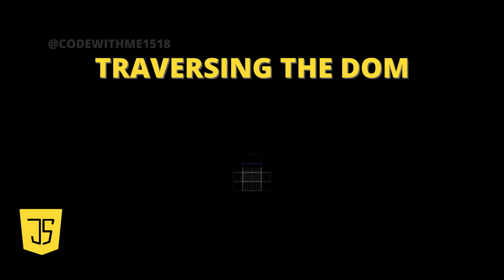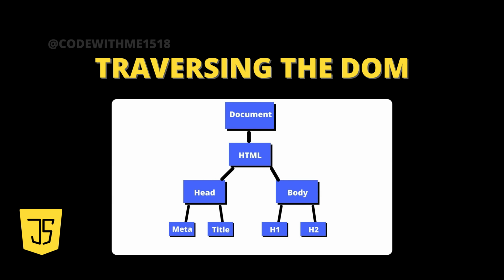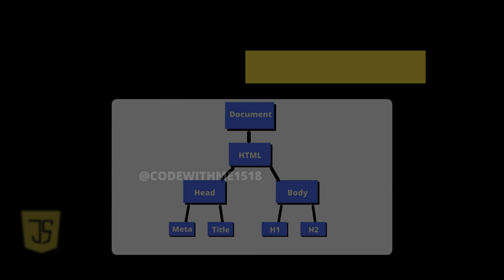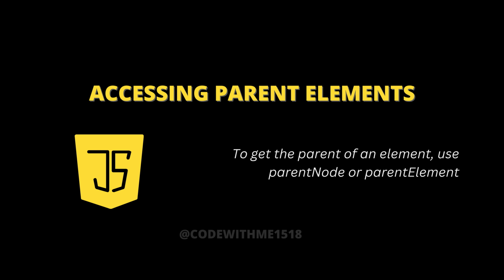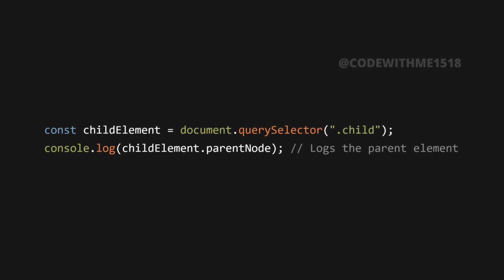Traversing the DOM. The DOM is structured as a tree, and we can navigate through it using different properties. Accessing parent elements. To get the parent of an element, use parentNode or parentElement. const childElement = document.querySelector('.child'); console.log(childElement.parentNode); logs the parent element.